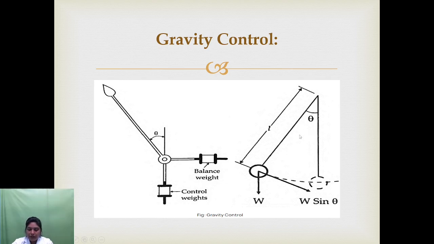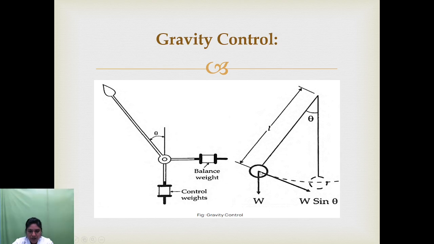Suppose the pointer deflects through an angle theta, then the control weight also will move to point 2, making an angle theta. So the control weight now acts from the distance L. We are considering the length from the center point. Now, the component of the weight will try to make the balance. The weight will be acting downwards. It will try to control, and it comes to the position of vertical component W sin theta.